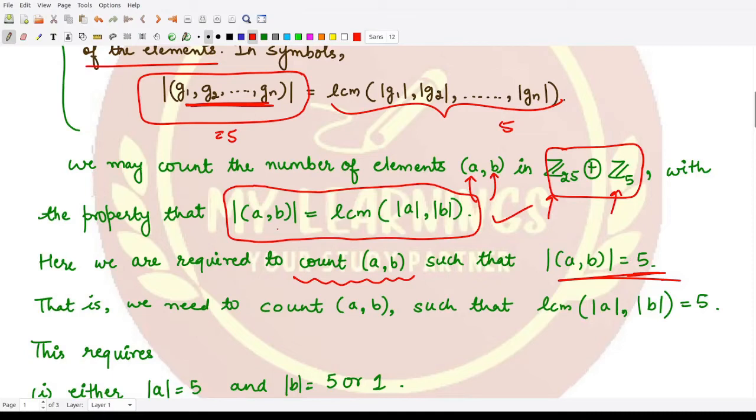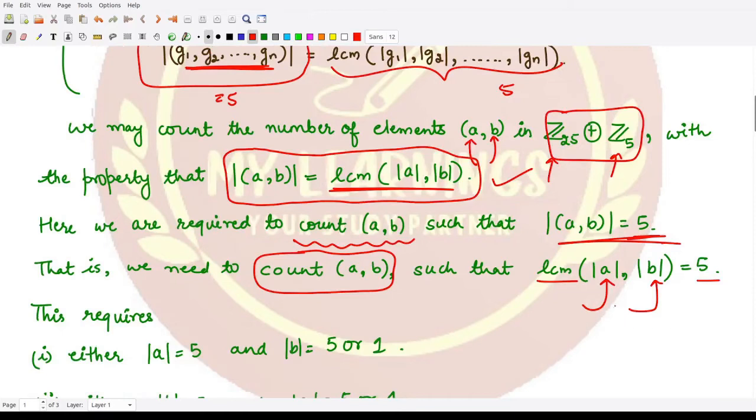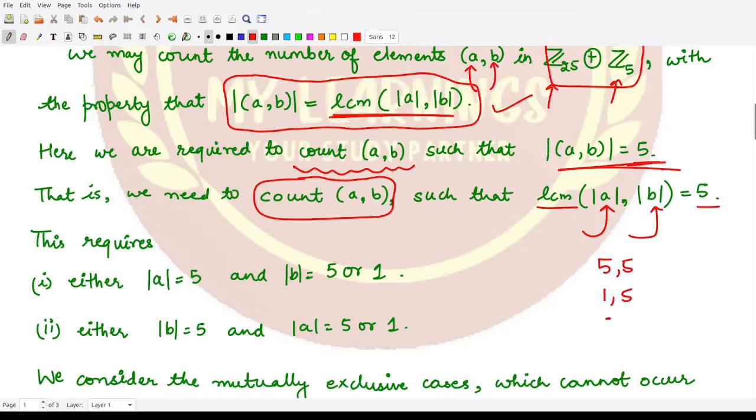The left hand side is equal to 5, so the right hand side should also be equal to 5. That means we need to count the number of all such elements (A, B) such that the LCM of the order of A and the order of B is equal to 5, right? So now how can we obtain 5 as the LCM? Either we have both the numbers as 5, so then 5 would be the LCM. Or we have the first one as 5 and the second one as 1. Or the first one as 1 and the second one as 5. Only these combinations are possible such that we obtain their LCM equal to 5.